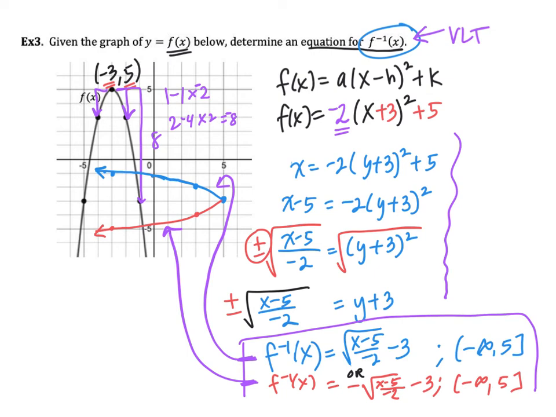Notice I have my domain restriction here though. Right, it's going from negative infinity to 5, or here I would have restricted my original domain to get it to match up. I would have chosen either the right hand side or the left hand side. So this is associated with the original domain of x is greater than or equal to negative 3, and this one, the original domain, would be from negative infinity to negative 3, but that's the original.